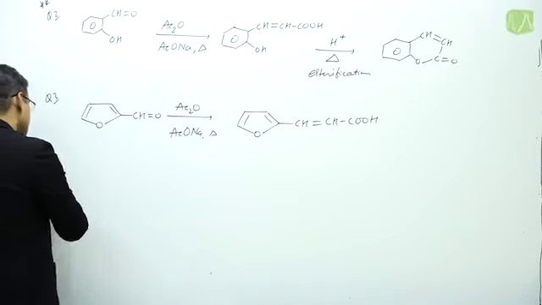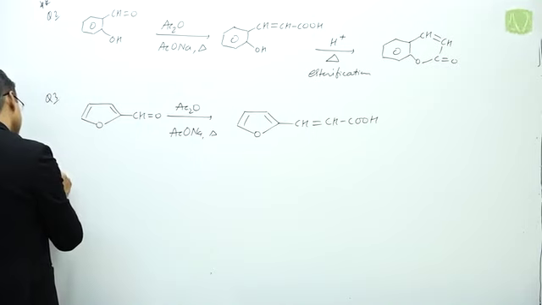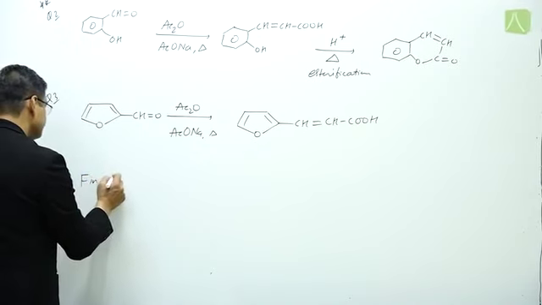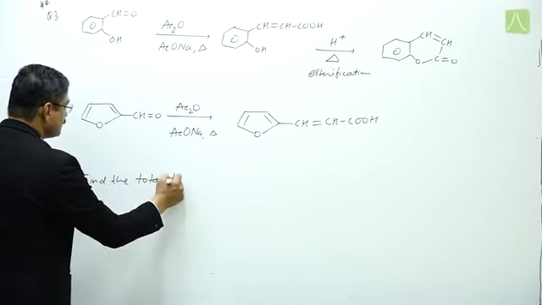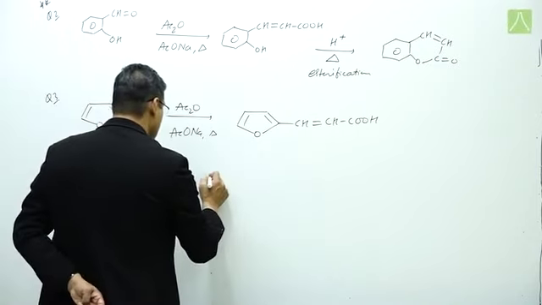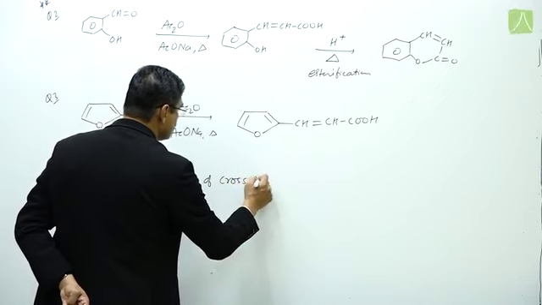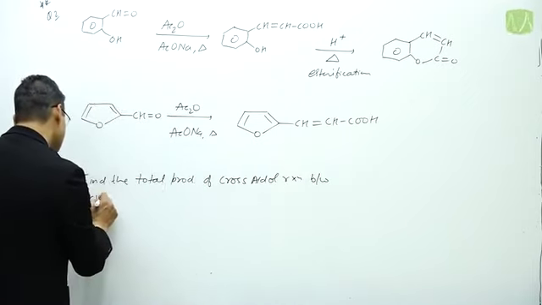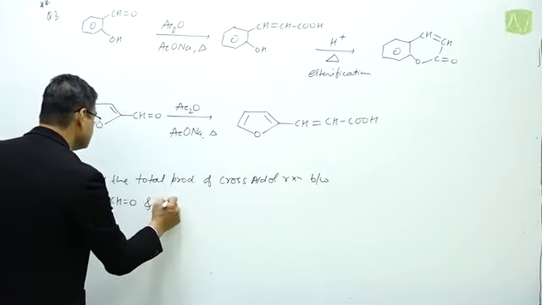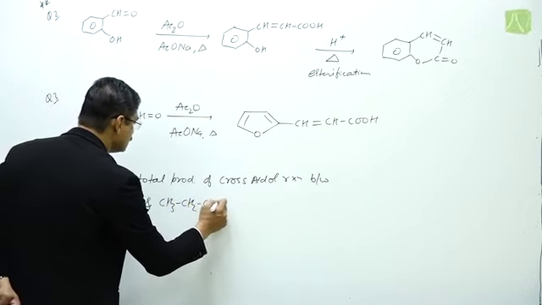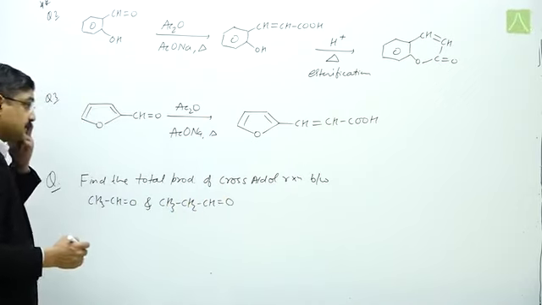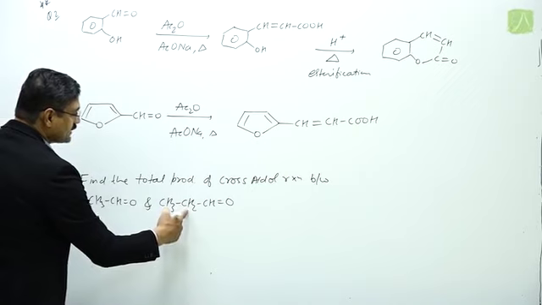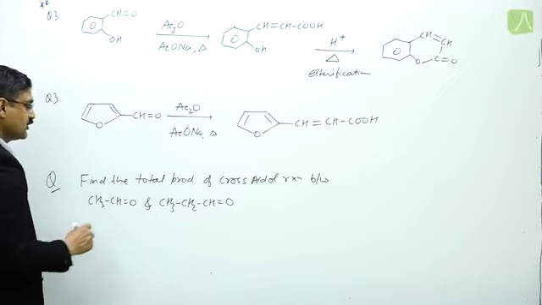Now another question is like this. Find the total products of cross aldol reaction between CH3CHO and CH3CH2CHO. There are two different aldehydes, so find the total cross products. There is alpha hydrogen in both the cases. So a total of 4 products are possible.